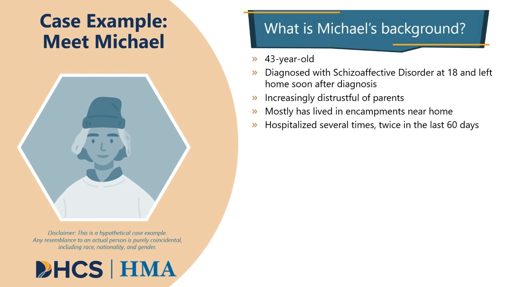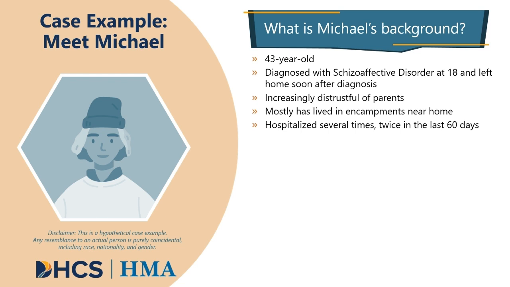So let's take a look at Michael's background. He's 43 years old. He was diagnosed with schizoaffective disorder at 18 and left home quickly thereafter. He's done a few jobs, but he's become homeless over time, and he's dropped out of school. He's had a close relationship with his parents, Brian and Sarah, in the past, but he's become less trusting of them. He's spent years in various homeless encampments and stays in the general area where he grew up. And his parents have done their best to keep track of him over time.